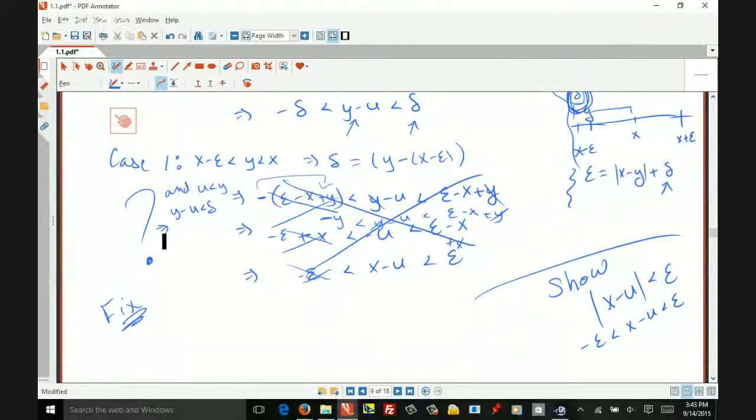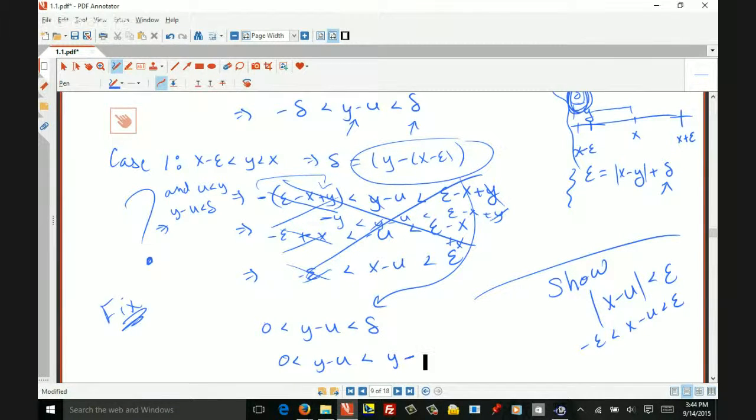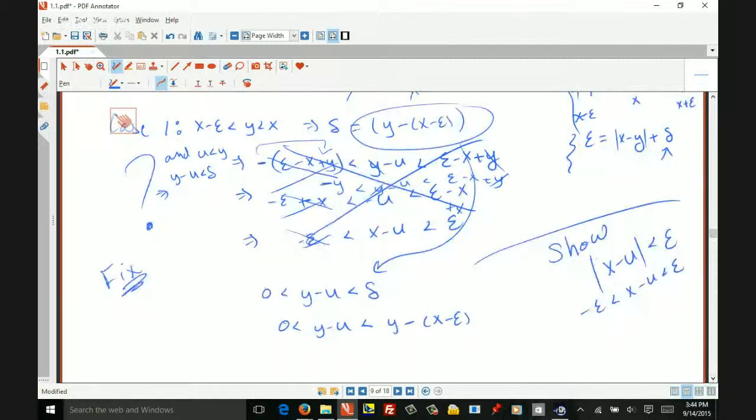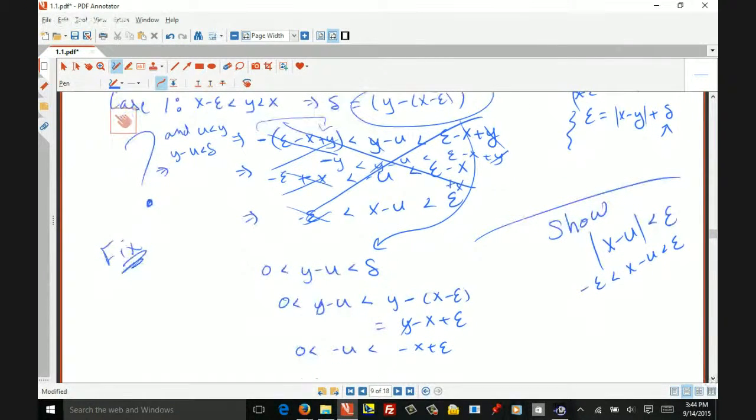So then when I plug this back in, you're going to have 0 is less than y minus u is less than delta. Plug in for what delta was. And now you have 0 is less than y minus u is less than y minus x minus epsilon, which is equal to y minus x plus epsilon. Now the y's are going to cancel, and you have 0 is less than minus u is less than minus x plus epsilon. Add your x over, yes. Okay. That was really simple.